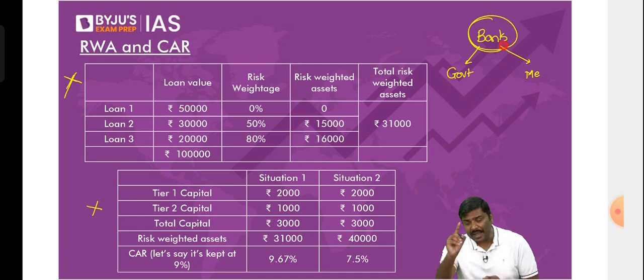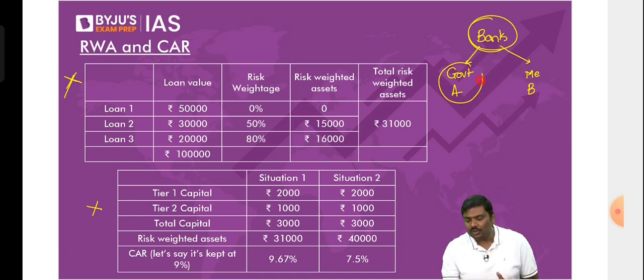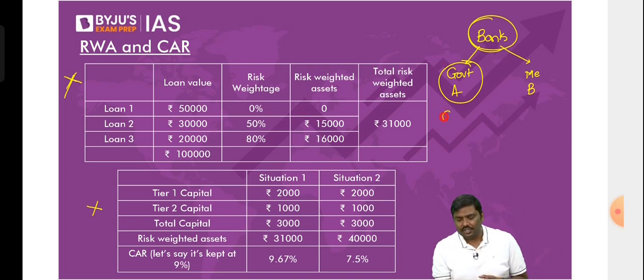And you are the bank, by the way. So tell me, if I simply write A and B, are you taking a risk when you are giving a loan to the government? Simple question. Are you taking a risk by giving a loan to the government? Sir, what do you mean by loan here? G-secs, government bonds, right?